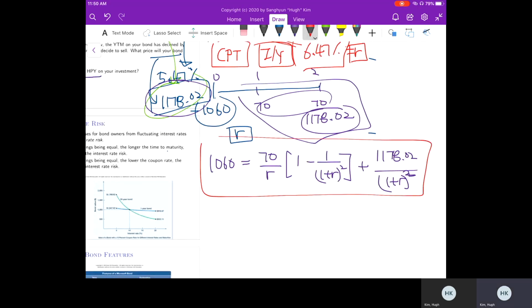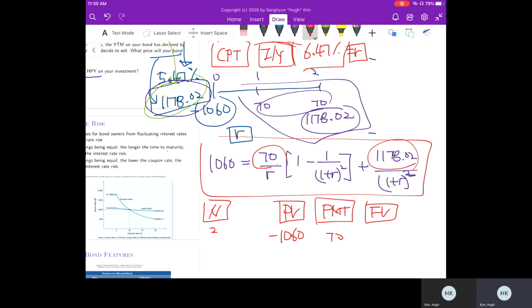So again, this type of cash flow fits right into the financial calculator. So now we have N is 2, and present value is negative 1060, and payment is 70, and the future value, or the lump sum payment later, is 1178.02. Then we can compute I/Y.